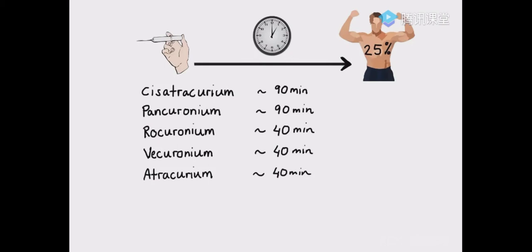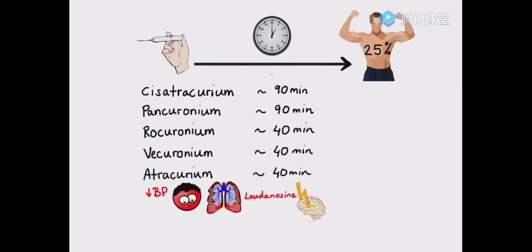Now, when it comes to side effects, atracurium causes histamine release, which results in a fall in blood pressure, flushing, and bronchoconstriction. It also has a toxic metabolite called laudanosine, which can provoke seizures, especially in patients with impaired renal function. This is why atracurium has been largely replaced by its isomer, cis-atracurium, which fortunately is much less likely to produce the same adverse effects because its metabolism is independent of hepatic or renal function. Therefore, cis-atracurium is often used in patients with multi-organ failure.